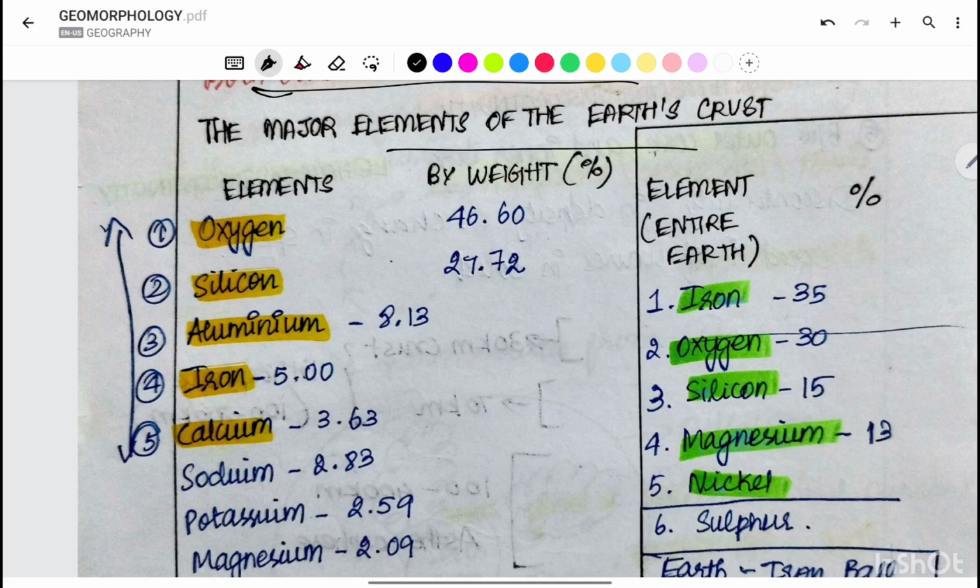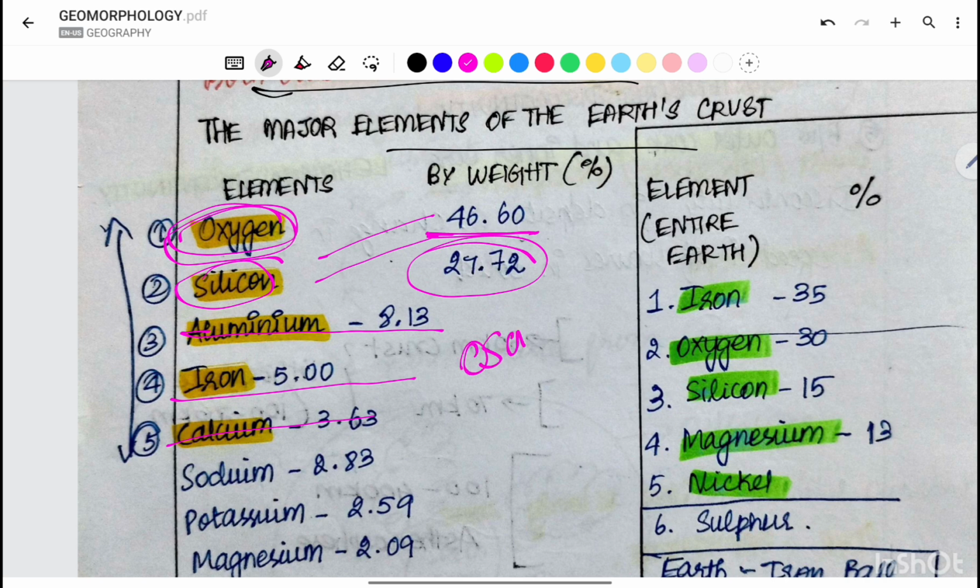The major elements of the Earth's crust: first, oxygen is a major element. By weight, it is 46%. Then we have silicon in the crust, which is 27.72%. Then aluminium, iron, calcium. So oxygen, silicon, aluminium, iron, calcium. O-Si-C.